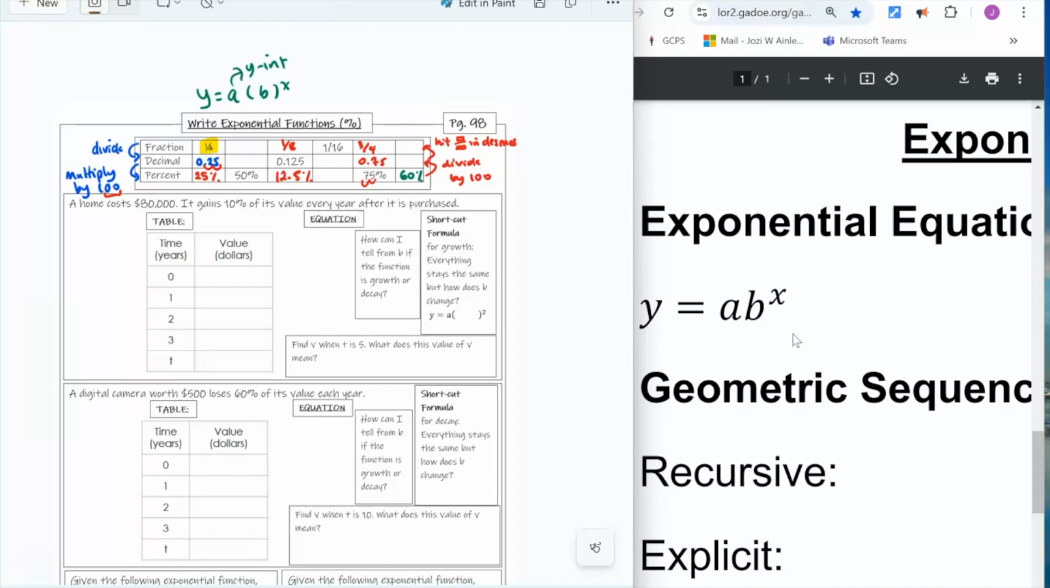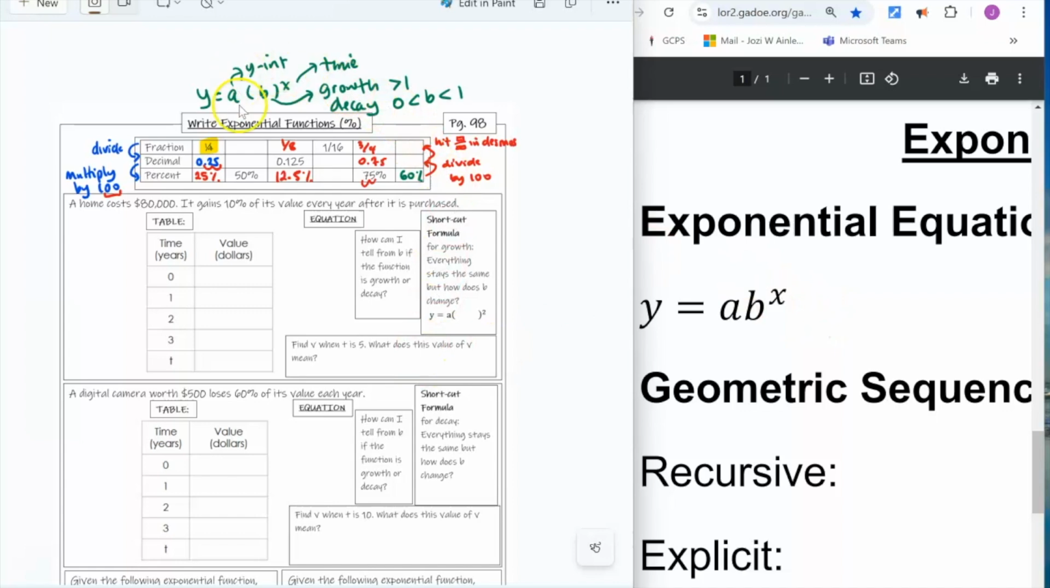Okay, so sometimes if it's here, you have to do A plus that number. All right, what does your X mean? That's my time. What does my B mean? This is my growth, and how do I know if it's growth? If it's greater than 1. Or my decay. How do I know if it's decay? If B is between 0 and 1. All right, so a quick recap.